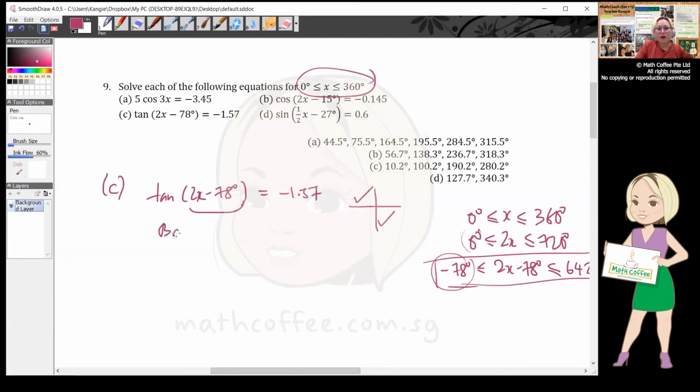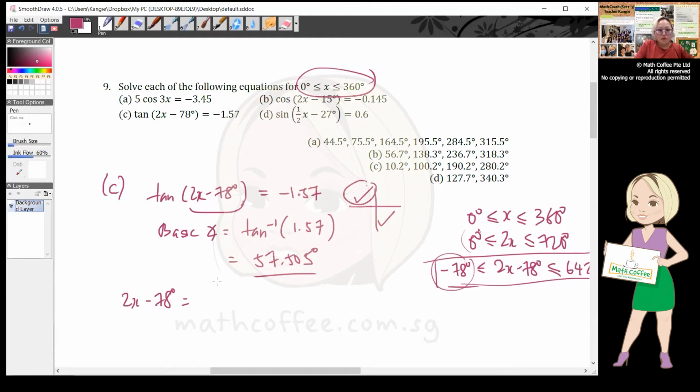Now let's find our basic angle. So it will be tangent inverse 1.57, which is equals to 57.505 degrees. Okay, so let's find our theta, write out the whole thing. First, no, they're asking for second. So straight away take 180 minus this.